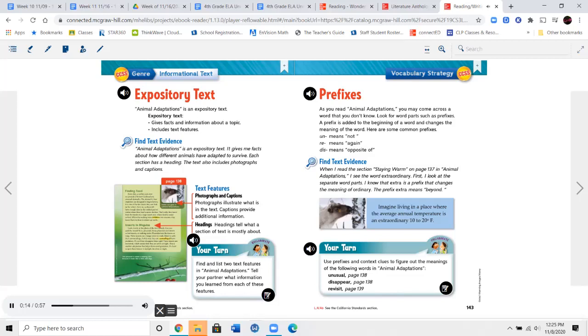Here are some common prefixes. Un means not. Re means again. Dis means opposite of. Find text evidence. When I read the section, Staying Warm, on page 137 in Animal Adaptations, I see the word extraordinary. First, I look at the separate word parts. I know that extra is a prefix that changes the meaning of ordinary. The prefix extra means beyond. Imagine living in a place where the average annual temperature is an extraordinary 10 to 20 degrees Fahrenheit.